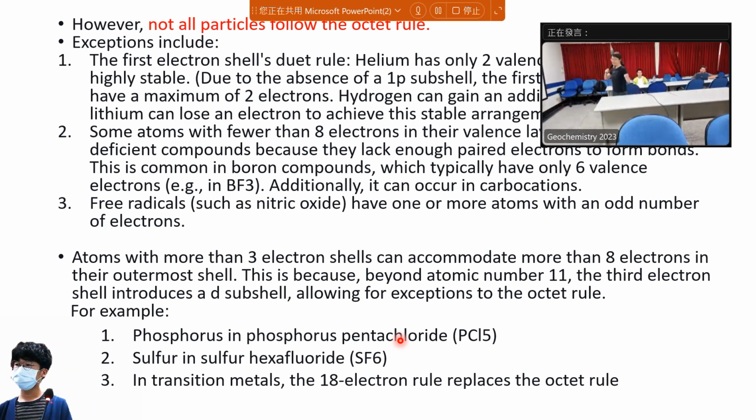Steve asked why there are some compounds disobeying the octet rule. But in fact, this is not part of my question, because if you want to talk about exceptions, that would be too much for you. And for the mineral chemistry, all you need to know is the octet.